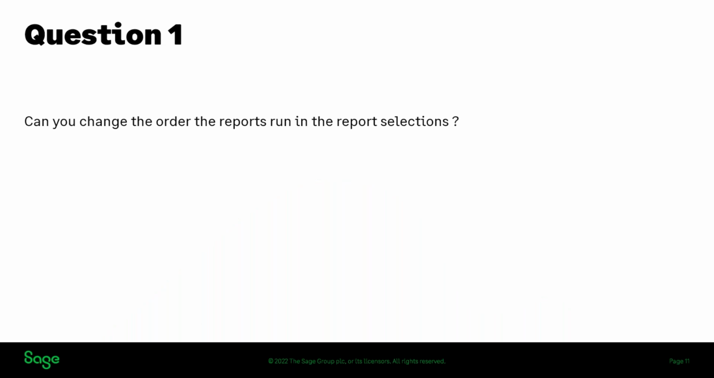So question number 1. Can you change the order of reports run in the report selections? So let's bring up that poll.